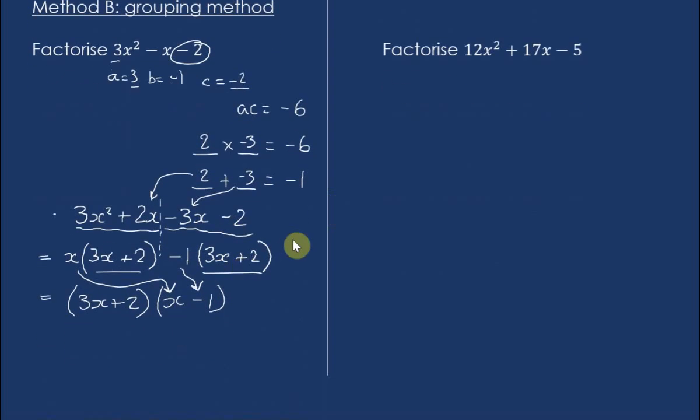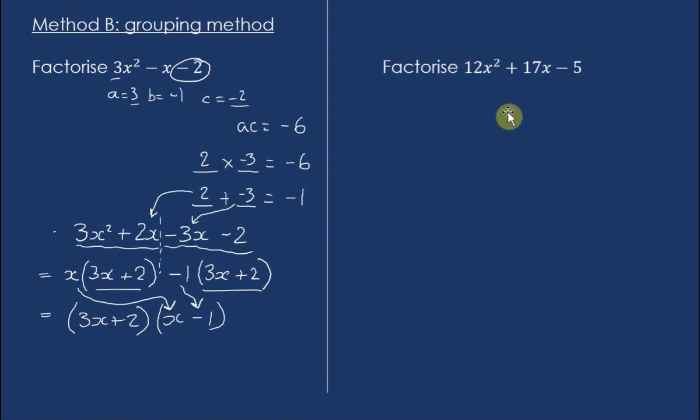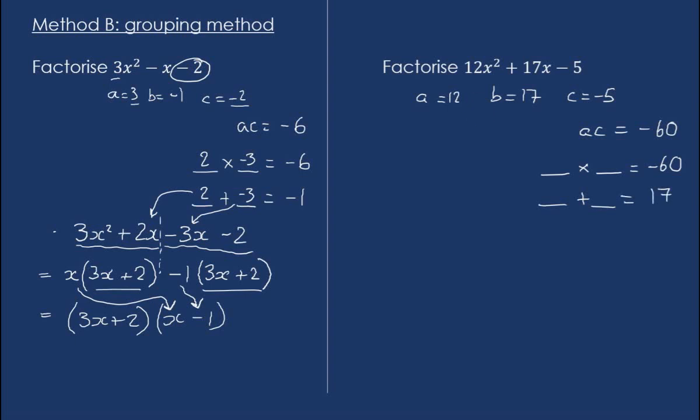Some people find this easier for these sorts of questions because you don't have to rule out brackets and options and things. It's less of a sort of mathematical puzzle, more of a kind of process. So here, A is 12, B is 17, and C is -5. So I'm going to start by doing AC, and that gives me -60. So I'm looking for two numbers that times together to make -60, and the same two numbers must add together to give me B, so 17. Okay, so that's going to be 20 and -3.